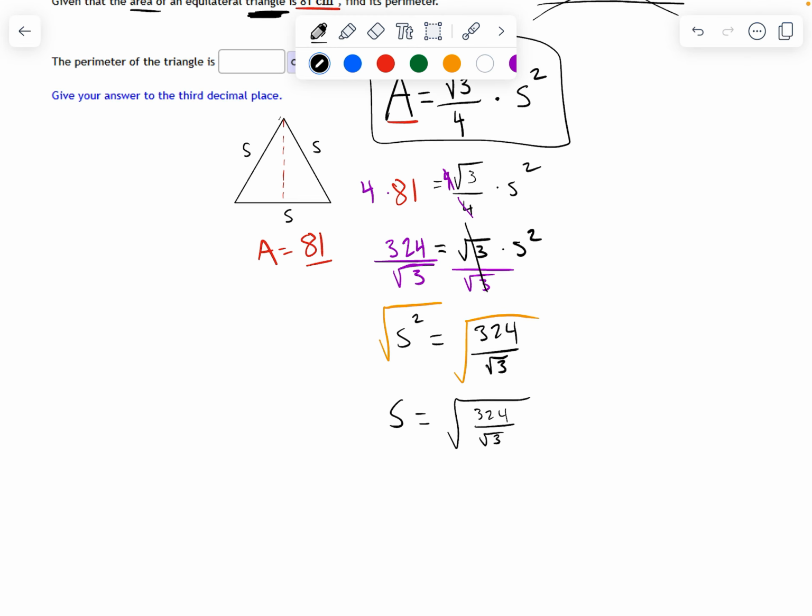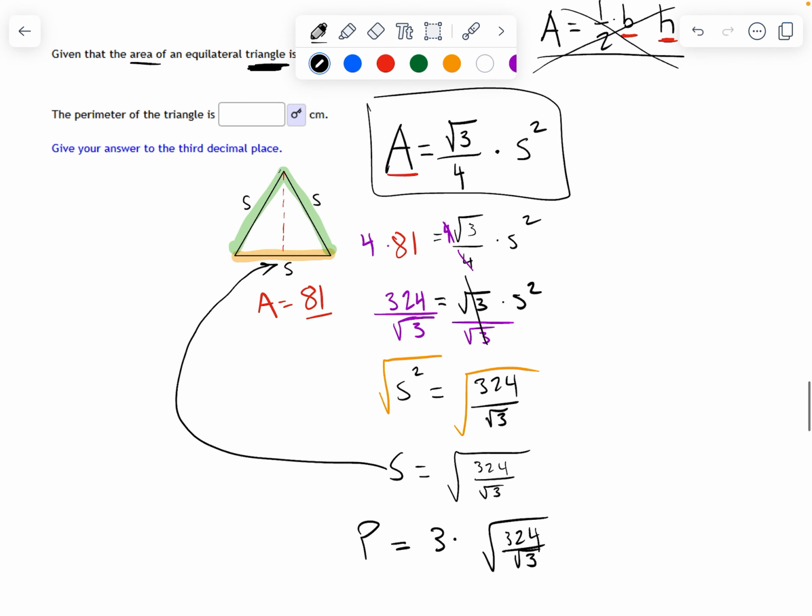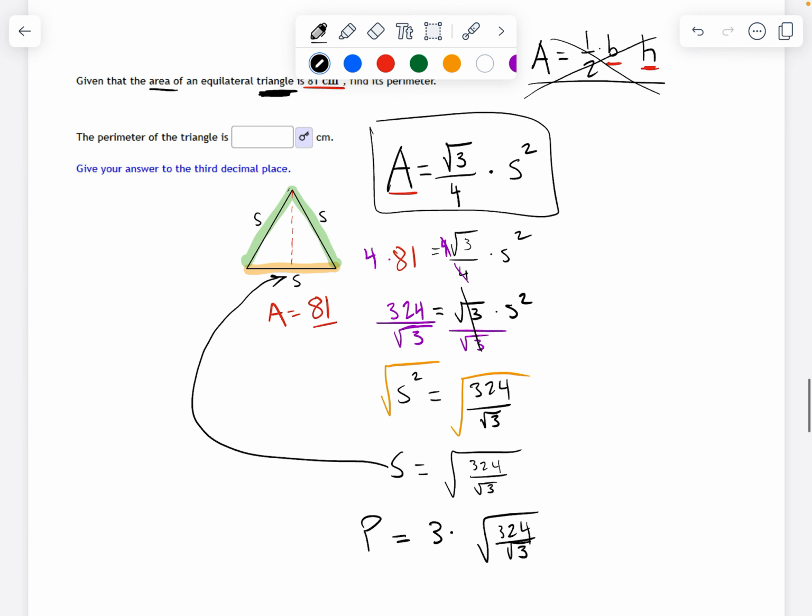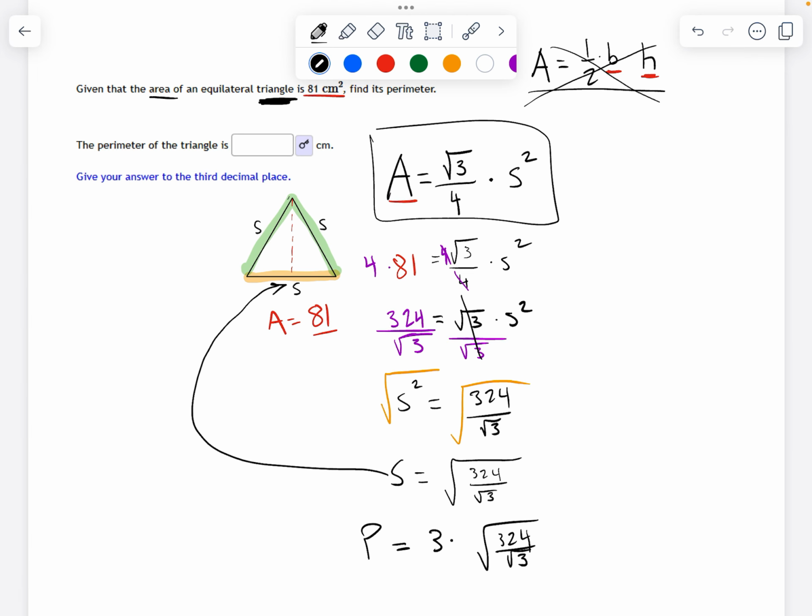So now, in my equilateral triangle, I know that one of my three sides is that double square root number. That means if I want to know the perimeter, that's one side plus 2 more, a total of 3 sides. So to find the perimeter of my equilateral triangle, I'm going to do 3 times that 324 over root 3 number. That's all we have to do to find our perimeter. There are 3 sides of that thing, and I'm just going to add all 3 by multiplying. So all I'm going to do is put this in my calculator now.